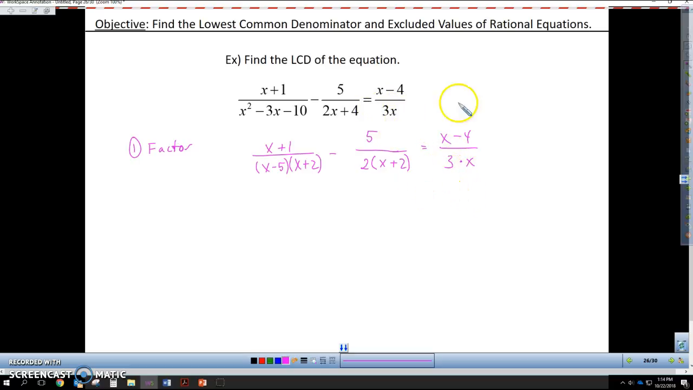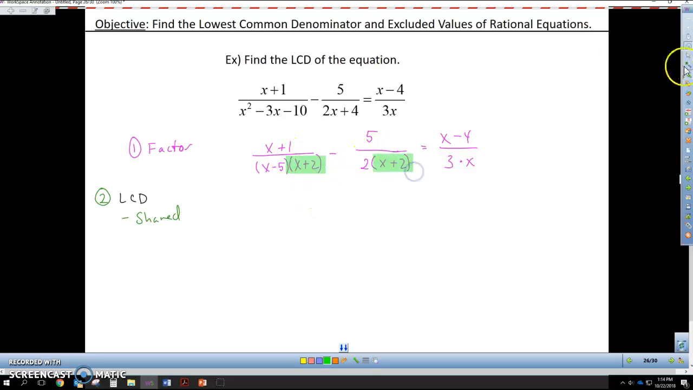Okay, so I'm going to look first, and what I'll do is I'm going to look for my shared factors. So step 2 is identify the LCD, and I'll find out what's shared. And by looking, you can see that you have an x plus 2 that is shared. So I'm only going to take one of those. I'll take an x plus 2. And there's nothing else that's in common. So I'm done there. So then I'll go to remaining factors.